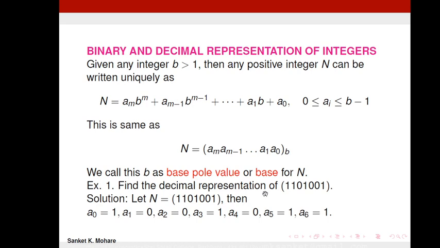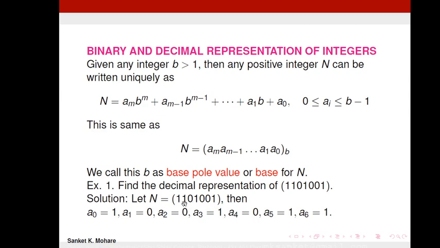Find the decimal representation of 1101001. Now this number is in binary form. We have to convert this in decimal. So let's have the solution. Let n is equal to 1101001 to the base 2. The base of a binary number is always 2.